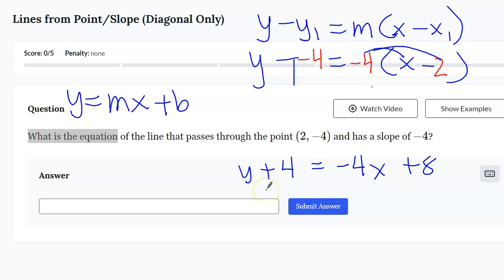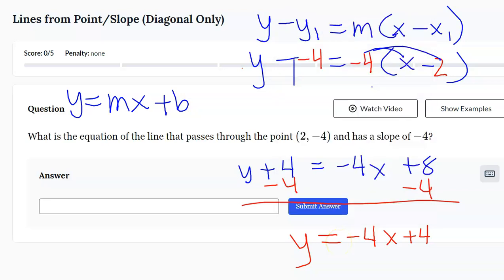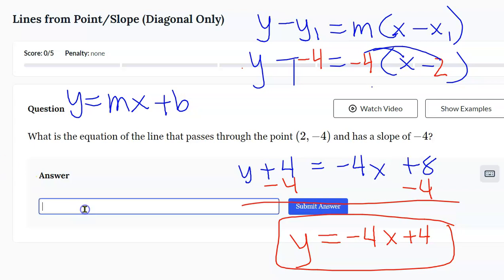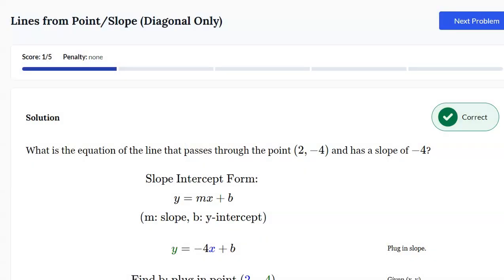we're going to isolate y. So we're going to subtract 4 from each side. So that's the only additional thing you have to do. Once completed, you can write your final answer in the box. Y equals negative 4x plus 4. Let's take a look. All right, that completes homework number 3.